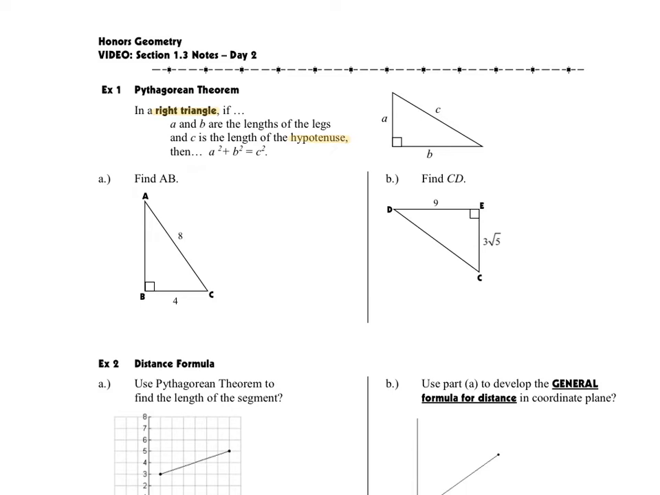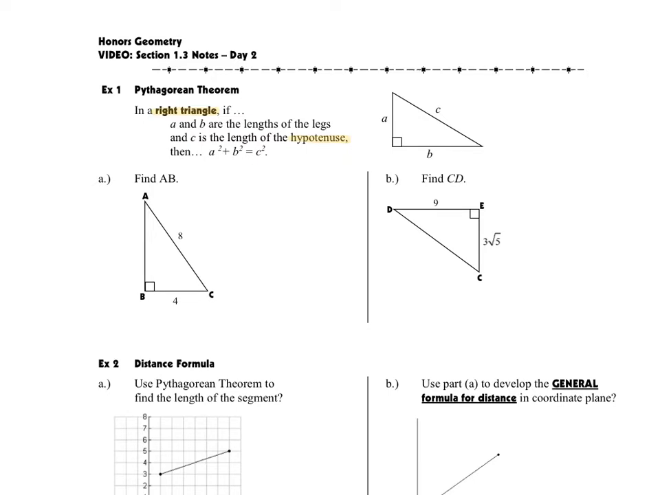So in the Pythagorean Theorem, it says that if A and B are the legs and C is the hypotenuse, then A squared plus B squared equals C squared. Of course, we can reverse this equation oftentimes. We can say C squared equals A squared plus B squared, which is how I often say it.